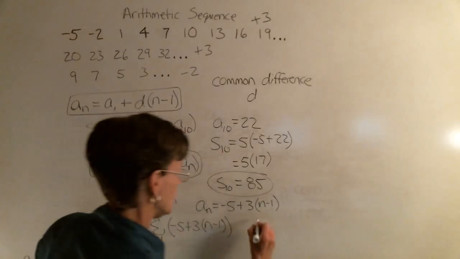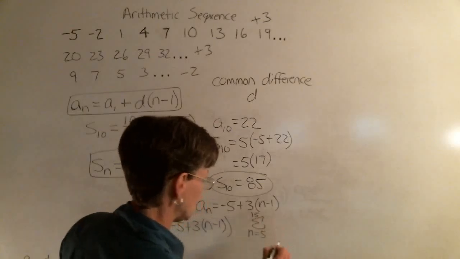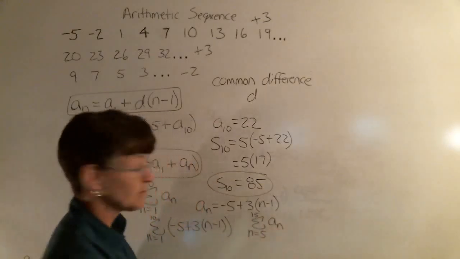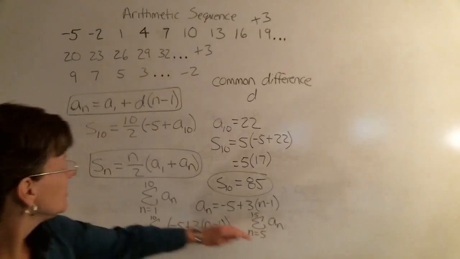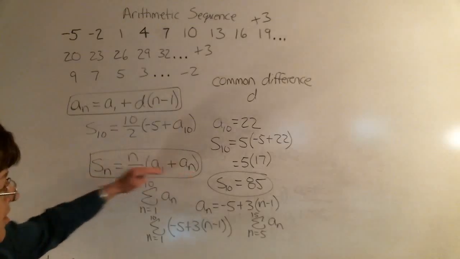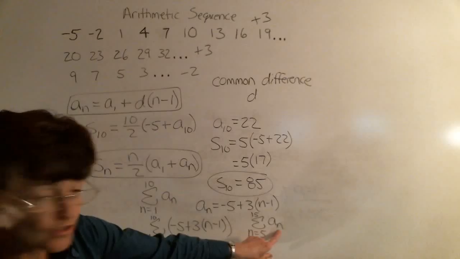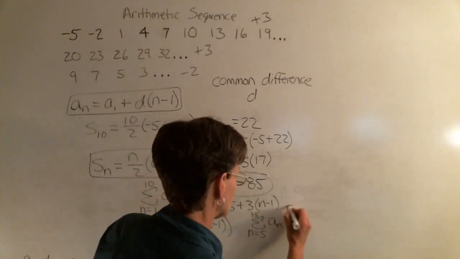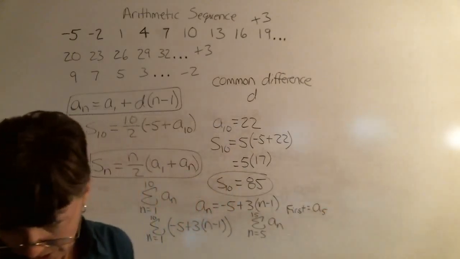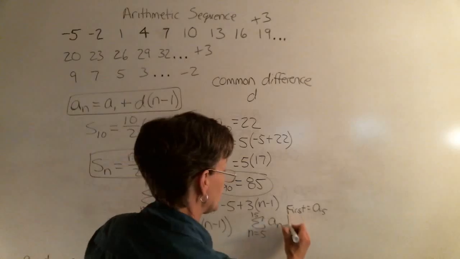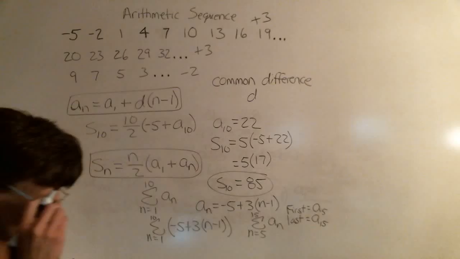Okay, now what if you had the sum symbol with n equals 5 to 15 of some a sub n pattern? What if you had that and you had to figure that out? Well, in this sum formula, a sub 5 would be your first term. That would be your first term. And then your last term would be a sub 15.